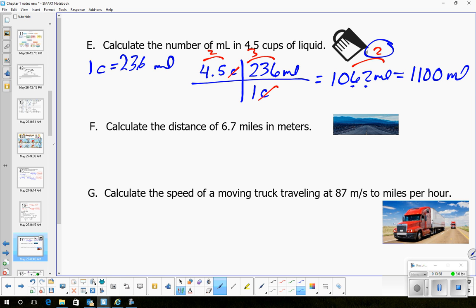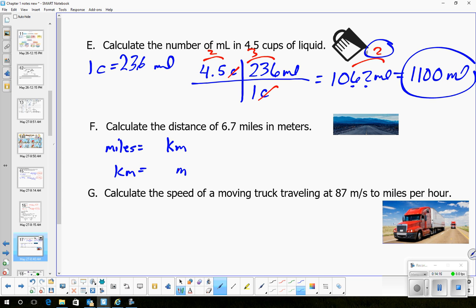Okay, let's look at the next one. What kind of things do I need to know for the next one? Okay, how many miles are equal to how many meters? So do you have that on the back of your periodic table? Oh, you have kilometers. How about if we go to kilometers, and then don't we know how many kilometers there are in a meter? Or how many meters? Which one?